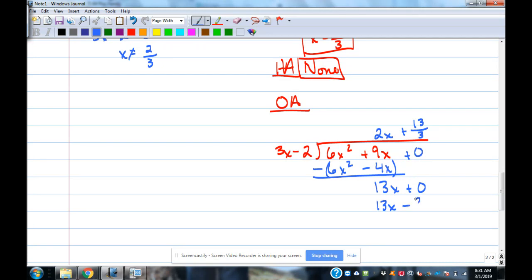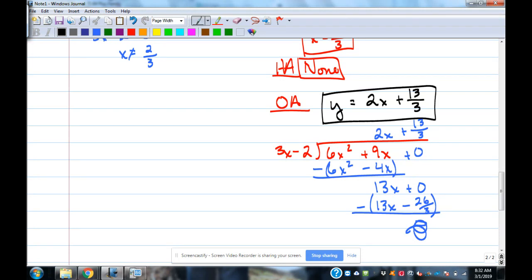I mean, it's minus 26 over 3. And you subtract, and you get something there. It doesn't matter what lands there. Who cares what the remainder is? We know it's not 0, right? So our oblique asymptote is y equals 2x plus 13 over 3.